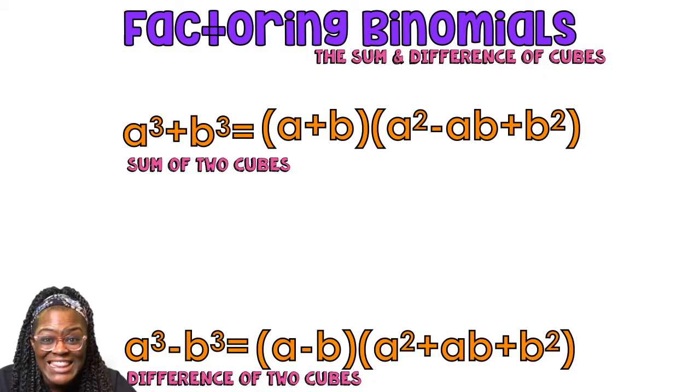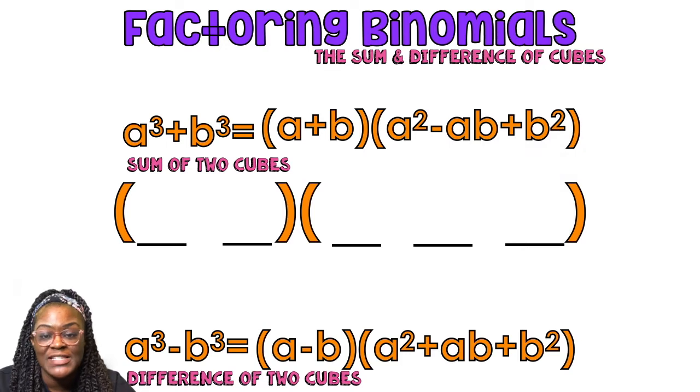But how do you get that? I got you. You always open up two sets of parentheses, and you're going to put two spaces in one parentheses and three spaces in the other parentheses. So the first part is a binomial, the second part is a trinomial, okay? So I teach my students a little song, okay? And that tells them what goes in every position, okay?